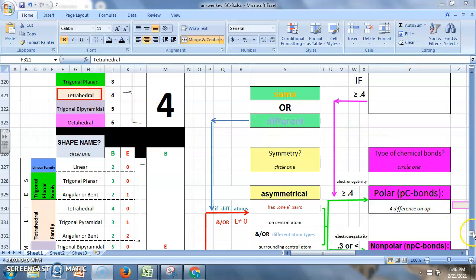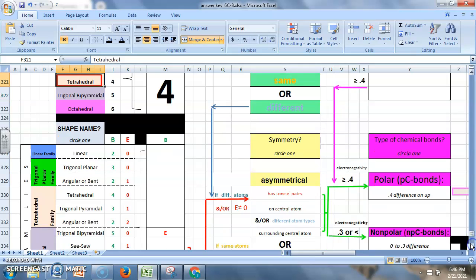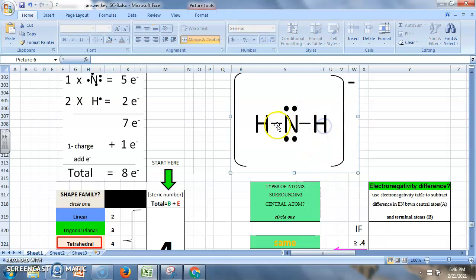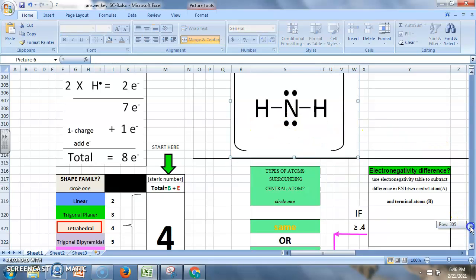Now it's time to find out what actual member of the tetrahedral family it is. Is it angular or bent? Here's the tetrahedral family right down here. Is it angular or bent? Is it trigonal pyramidal? Is it tetrahedral? Well, how many bonded atoms were there? We had 2 bonded atoms. We had the 2 hydrogens right here, 1 and 2. So our B is 2.